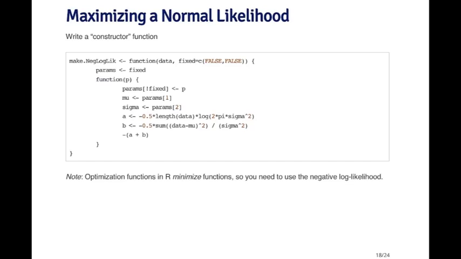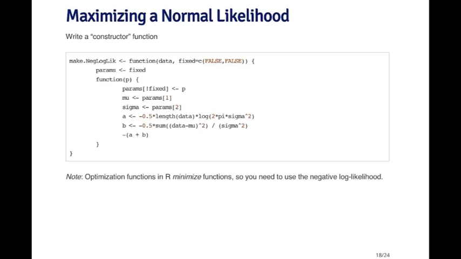Here I've written a constructor function that creates a negative log likelihood. As a note, most of the functions like optim, nlm, and optimize in R attempt to minimize functions by default. So when you write your objective functions, if they're designed to be maximized, then you have to take the negative of those functions so that you can minimize them. Another thing is that all the code in this example will be on the website, so you can take a look at the code and try to run it yourself if you want.